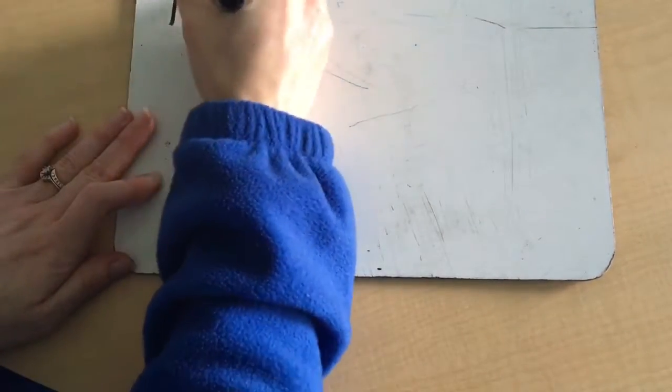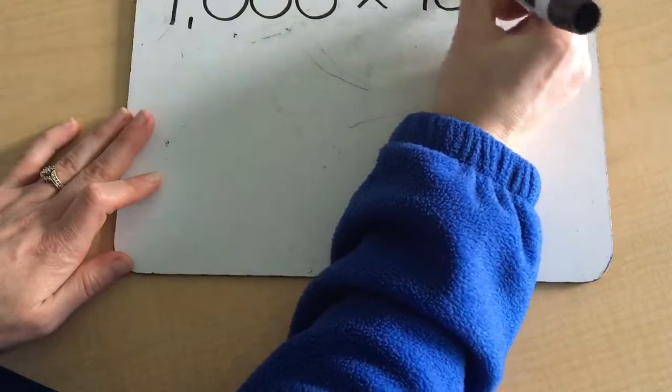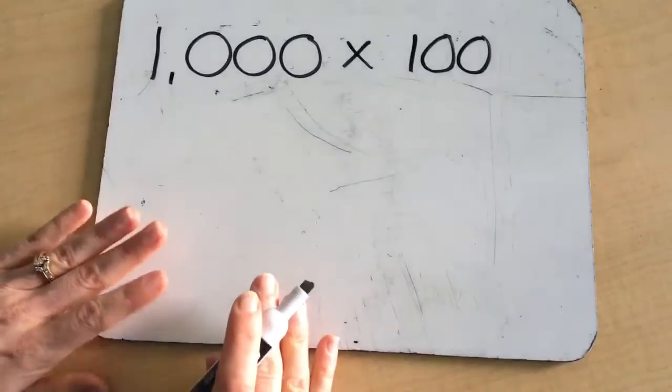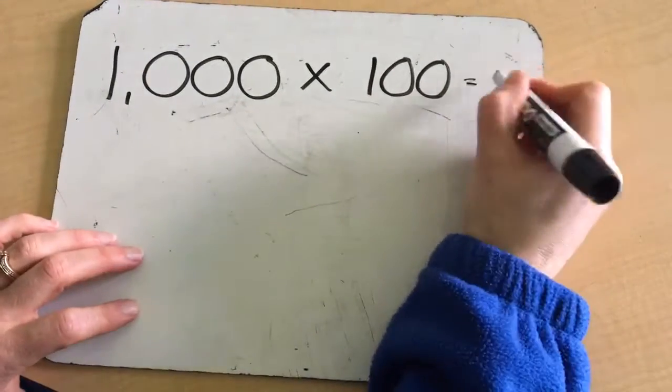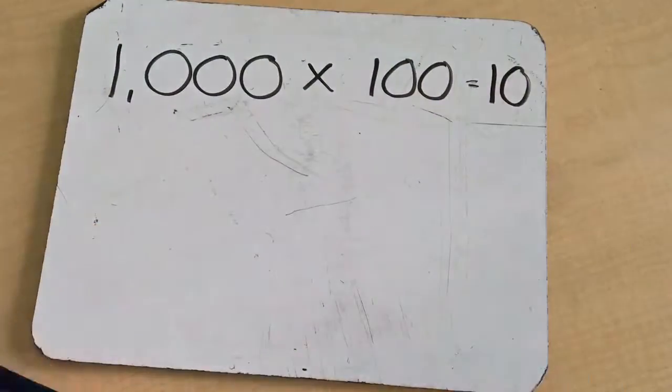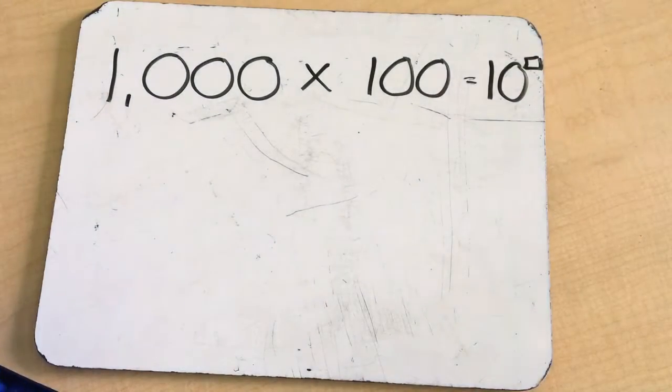Let's try 1,000 times 100. All right. Go ahead and see if you can figure out what that 10 to the exponent would be. What goes in that little box? Go ahead and pause while you think about it.